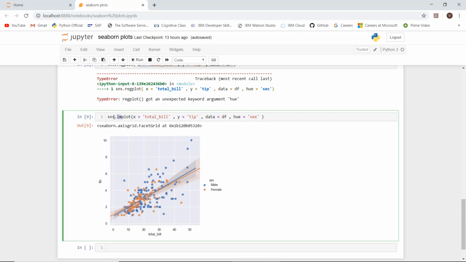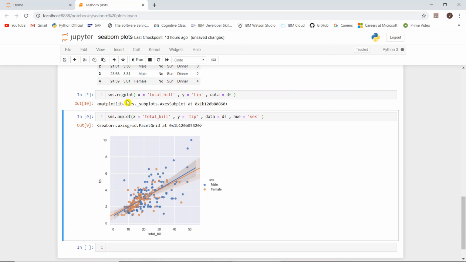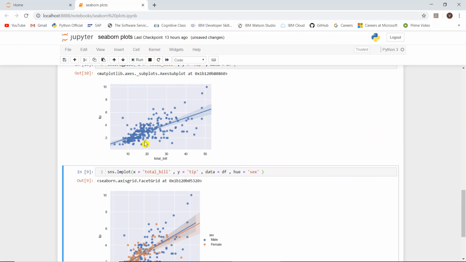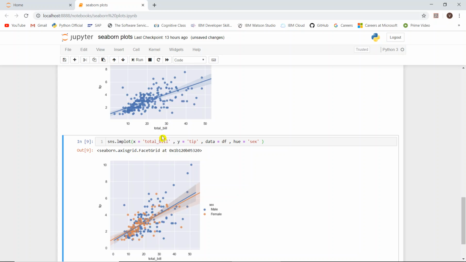So this is the linear model plot, friends. For both the regression plot and the linear model plot, there is no difference. Simple, but the regression linear model plot was somewhat shrunk, friends. That's it. So both are the same.